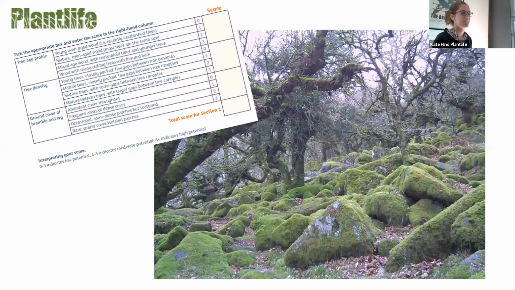So I have a few pictures just to give you an indication of how you might score a section. In this photo, we have a woodland, and you can see the boulders are covered in moss. Looking into the back of this photo, you can see some quite old veteran trees. So we would say this is an old mixed woodland with fissured bark and veteran trees with large canopies, large canopy gaps. So this would score very high, and it indicates a high potential for temperate rainforest.